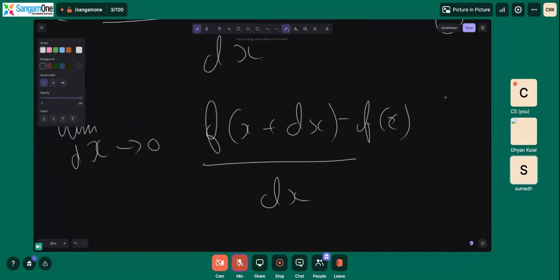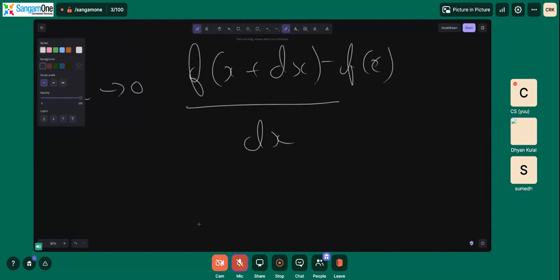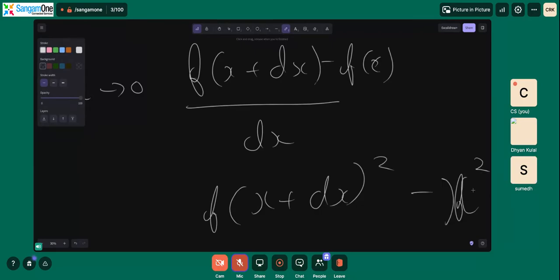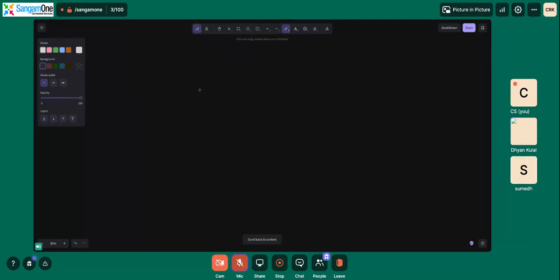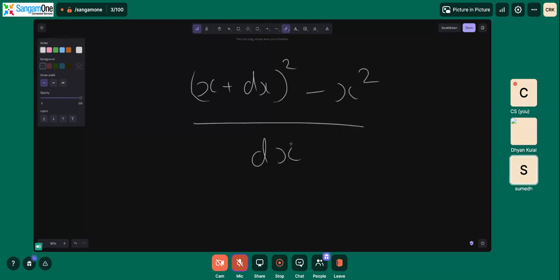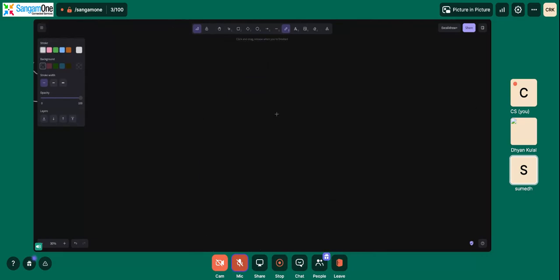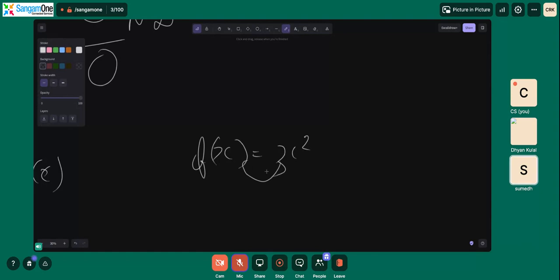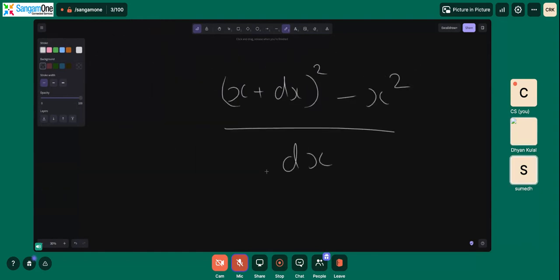Now let us try to do this. So f of x plus dx becomes x plus dx whole square, minus x square. When I apply x square, it becomes x plus dx whole square minus x square by dx. Basically, instead of writing the function as it is, I am writing the function's definition, exactly what was given in the question. So I got it in this form.